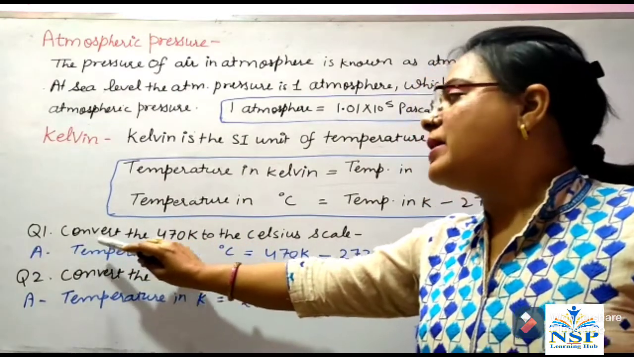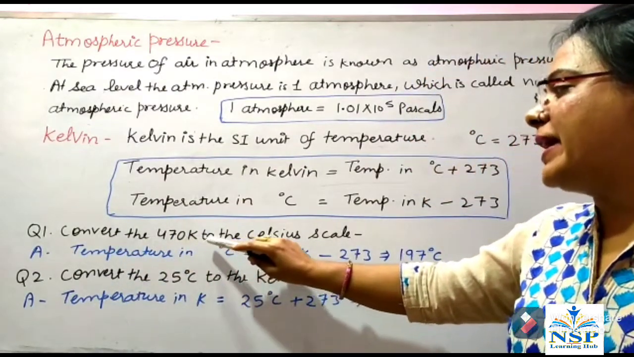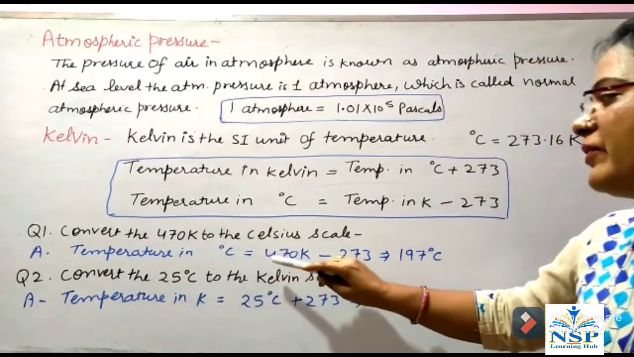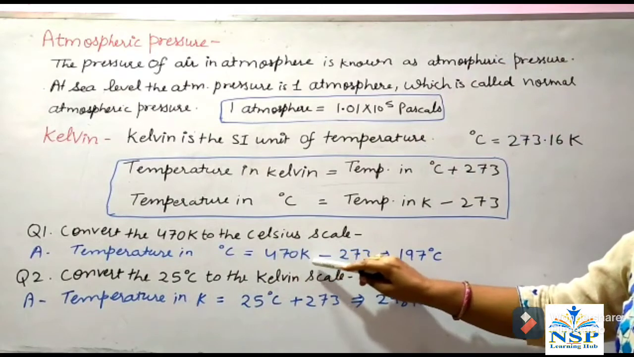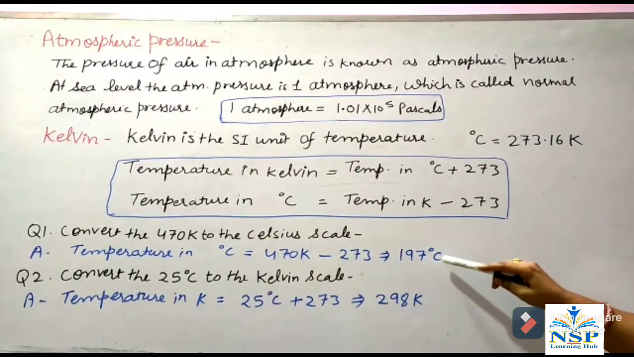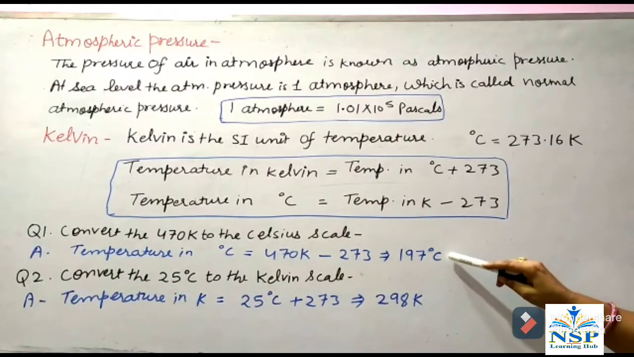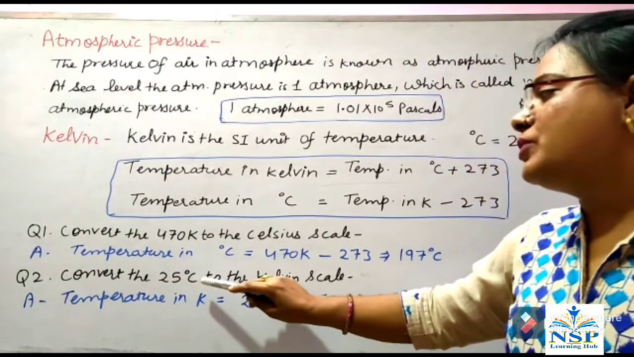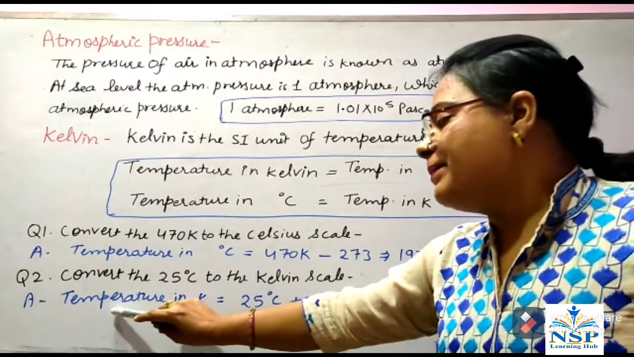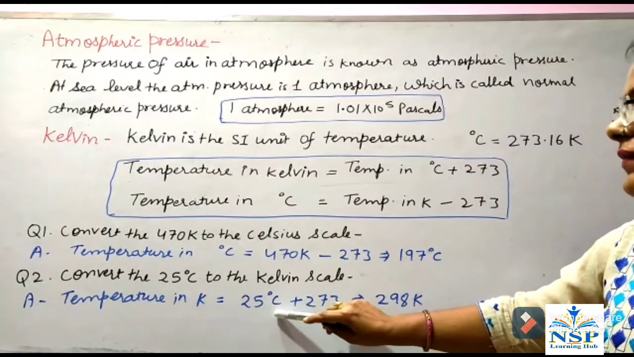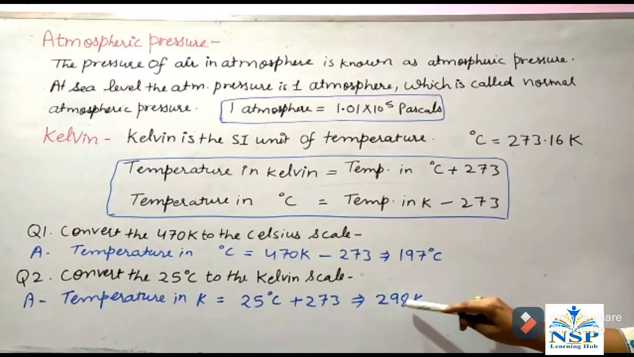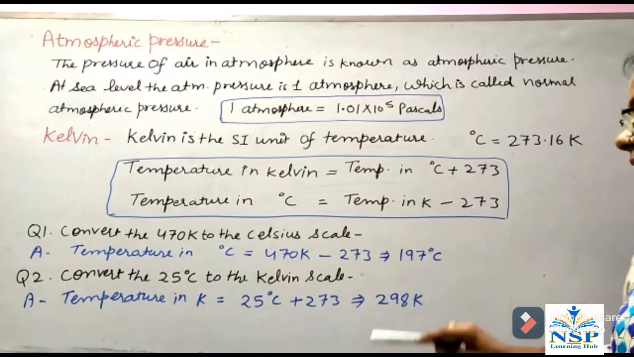For example, convert 470 K to the Celsius scale. Temperature in Celsius equals 470 K minus 273. It means it is 197 degree Celsius. Convert 25 degree centigrade to the Kelvin scale. Temperature in Kelvin equals 25 degree centigrade plus 273. It means it is 298 Kelvin.